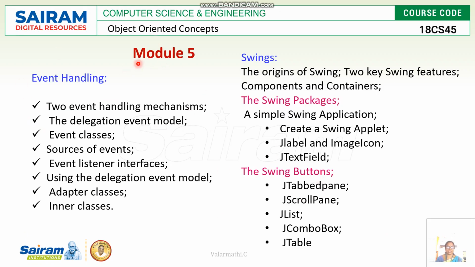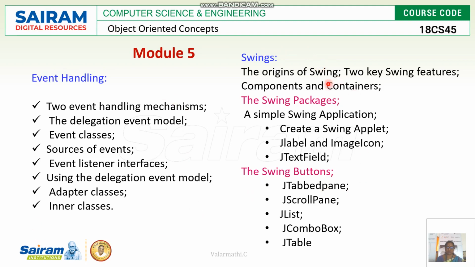Module 5 has two major portions. The first portion is event handling. In that, the two event handling mechanisms come first, then the delegation event model, and we are going to discuss the event classes, sources of events, the event listener interfaces, and how adapter classes and inner classes of adapter classes are used in event handling. So this is the first portion in Module 5.